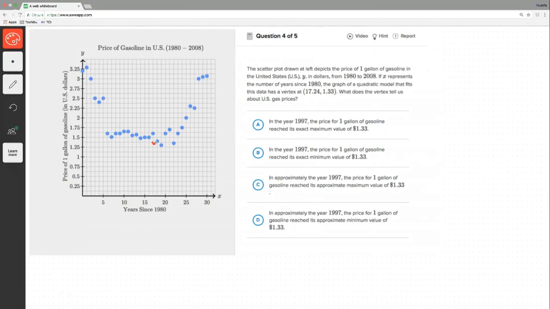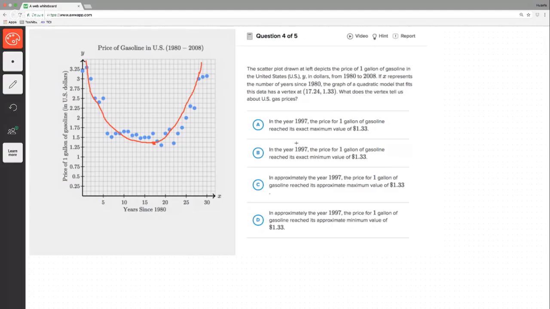There's our vertex, something like that. So they're saying quadratic, something like this. Quadratic is, remember, a parabola. Kind of goes up like this. So hopefully I've done that okay. I've done it decently. What does the vertex tell us about US gas prices?